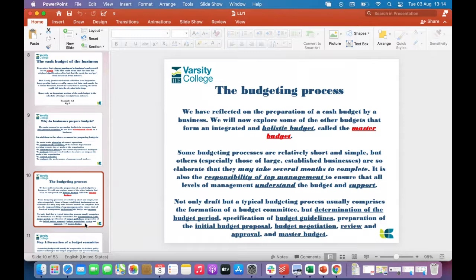Okay. Then the budget process. We have reflected on the preparation of a cash budget by a business. We will now explore some of the other budgets that form an integral or holistic budget called the master budget. Remember, I told you there's different budgets, okay?